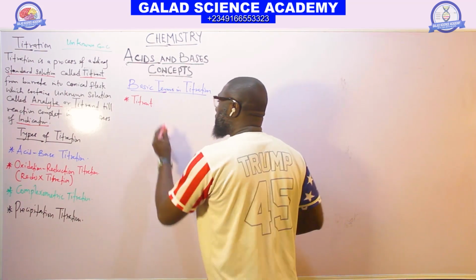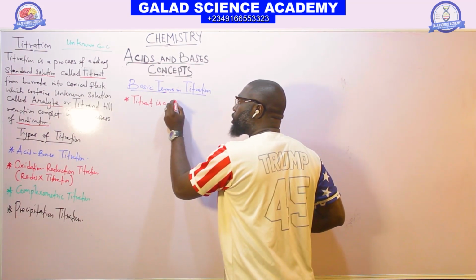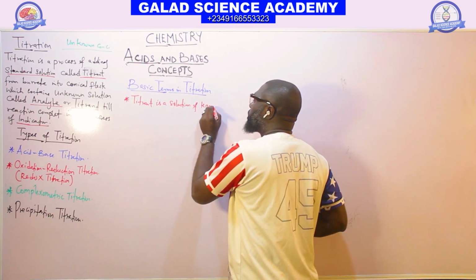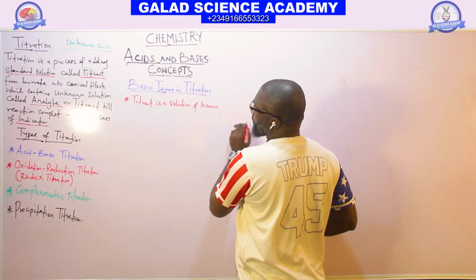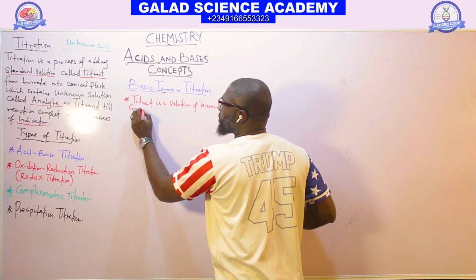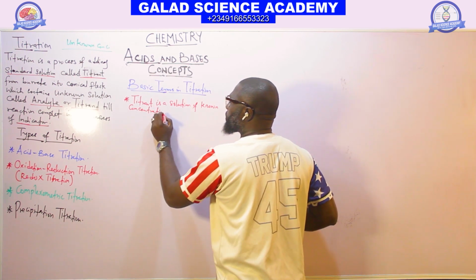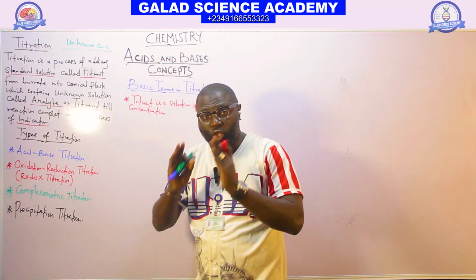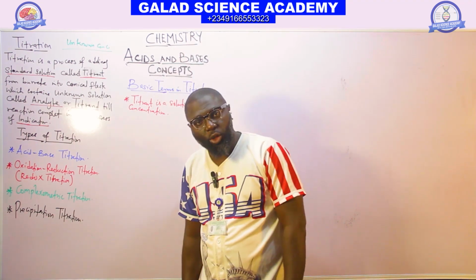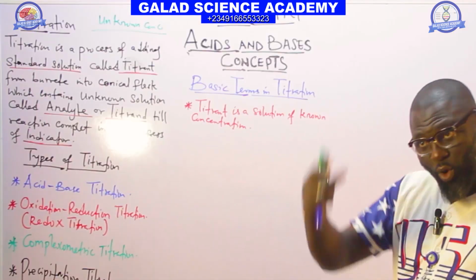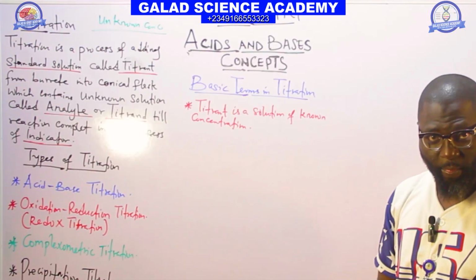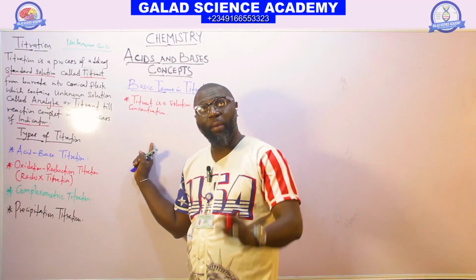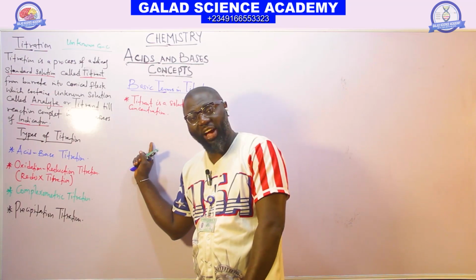Titrant is a solution of known concentration. Any solution with a known concentration, we call it titrant. And we always put it in the burette. Then you will determine the volume of titrant by measuring the initial and final readings.